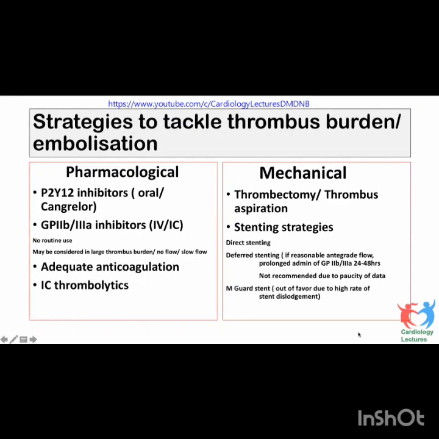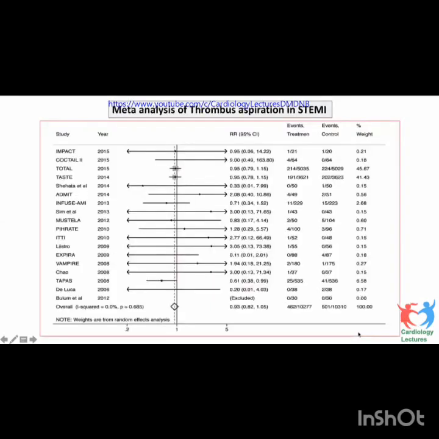The M-Guard stent was out of favor due to high rate of stent dislodgement. And this is the meta-analysis of thrombus aspiration. You should understand that thrombus aspiration in the most recent meta-analysis in 2017, as you can see here, is not statistically significant compared with no thrombus aspiration. So we have come to learn that the TAPAS trial in 2008 was one robust trial which included about 1100 patients, and that showed significant benefit, and there was a lot of enthusiasm in using thrombus aspiration in every myocardial infarction.